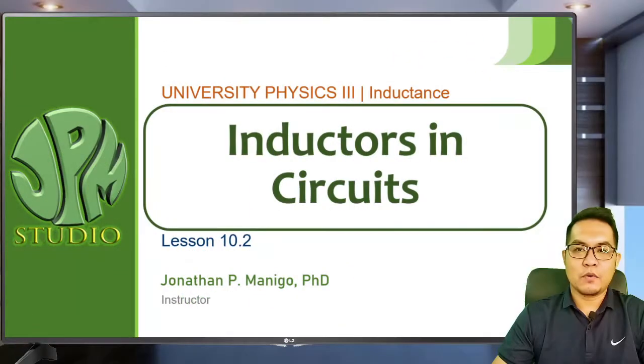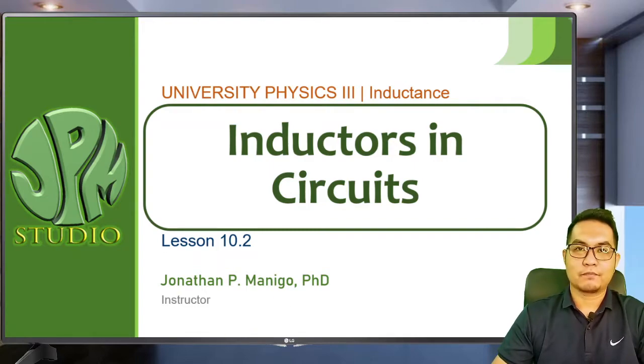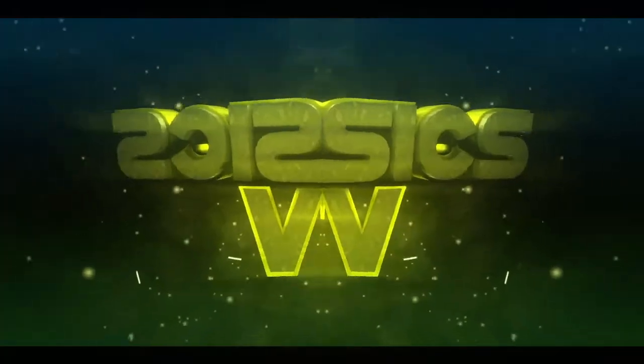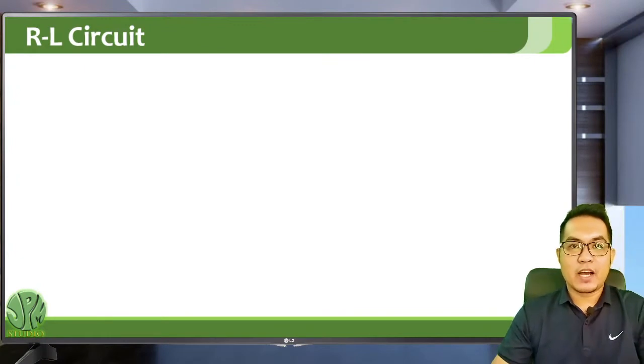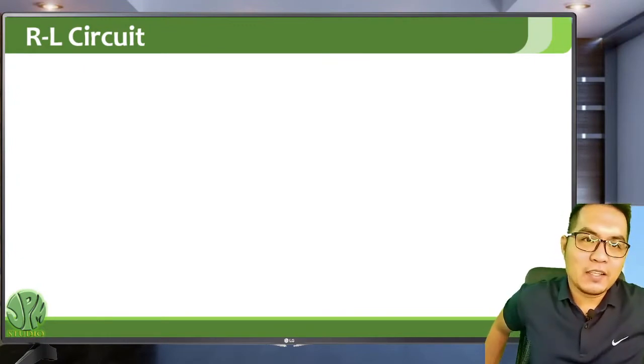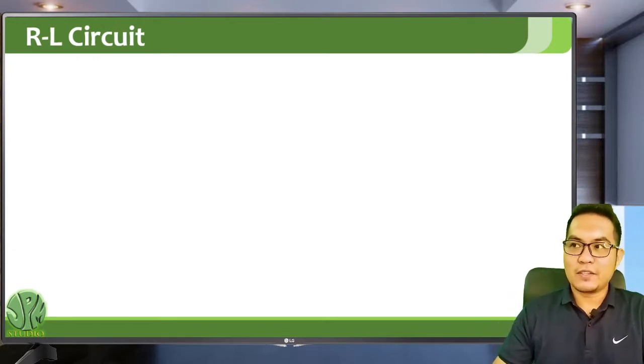So in this lesson, we will try to analyze inductors in circuits in different scenarios, whether it's connected to a resistor or a capacitor or both. So let's first start by connecting our inductor with inductance L to a resistor with resistance R. And we call that connection an RL circuit.